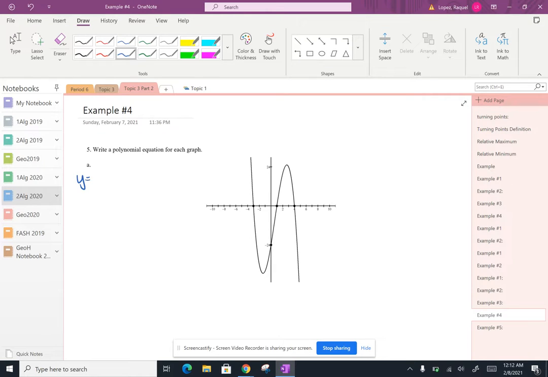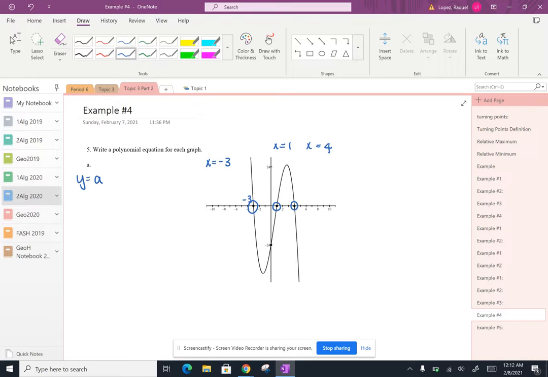So I'm going to start this off by writing y equals, and then I'm going to put a letter a here because that's going to be our stretch. I don't know what our stretch is just yet. So I'm going to see this first factor right here. And this first factor is at -3. So I've got a 0 at -3. I've got another 0 at x equals +1. And I've got another 0 at x equals 4.